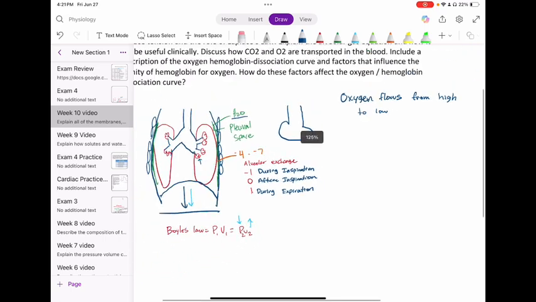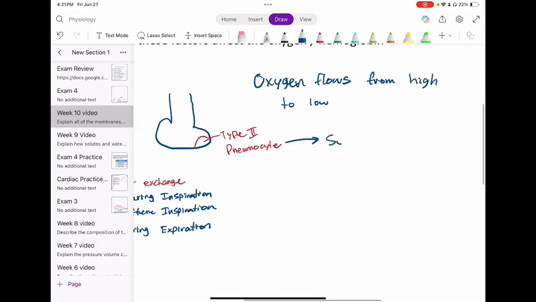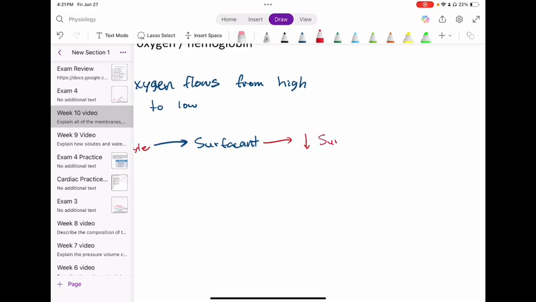Okay, and then when talking about this alveoli, we have these different things associated with it. This area is called a type 2 pneumocyte. This type 2 pneumocyte is very vital. What it does is it produces surfactant. Surfactant is kind of like a lubrication. In this, it's a water-based substance. And what it does is it lowers the surface tension.